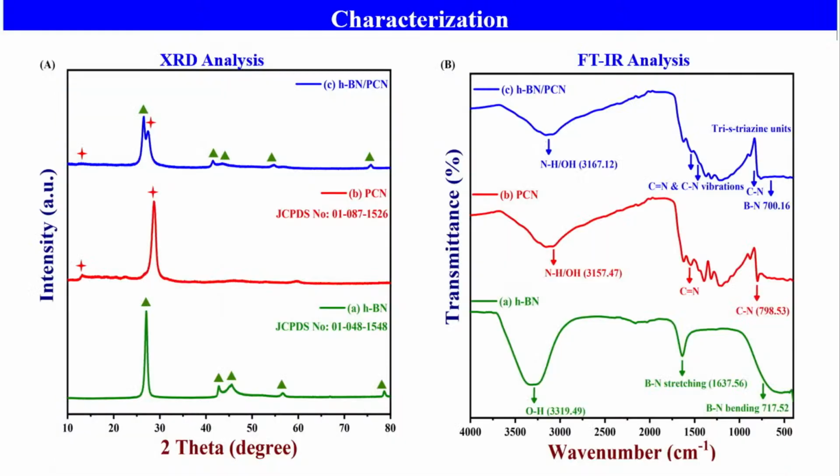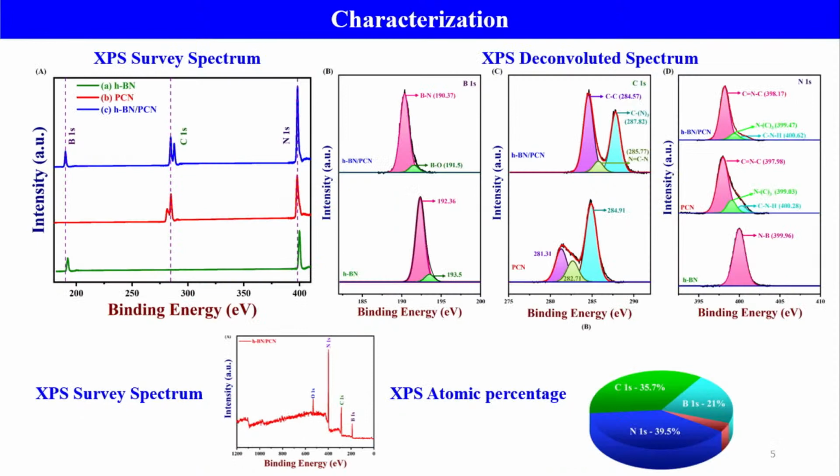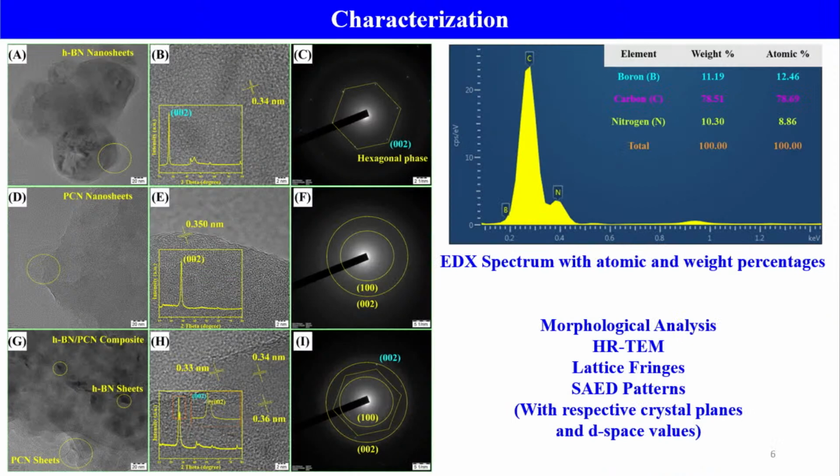Next, the characterization. The synthesized material was confirmed by different characterizations. The crystalline nature of the material is confirmed by XRD analysis, and surface functional groups are confirmed by FTIR analysis. The surface functionalities, binding energy and oxidation state of the material were confirmed by XPS spectrum and deconvoluted spectra, showing the successful formation of the composite. The surface morphology is confirmed by HRTEM images, and the successful formation was confirmed by the EDS spectrum, with all the elements present.